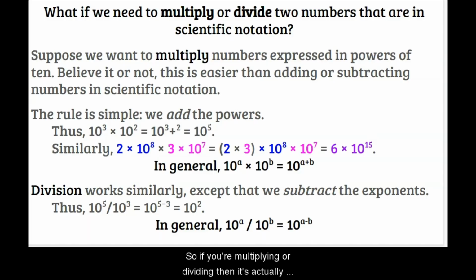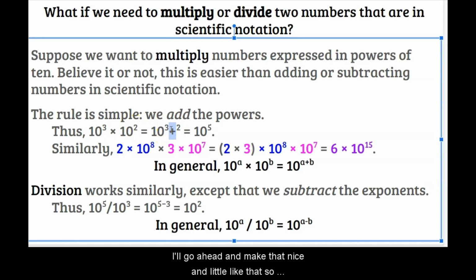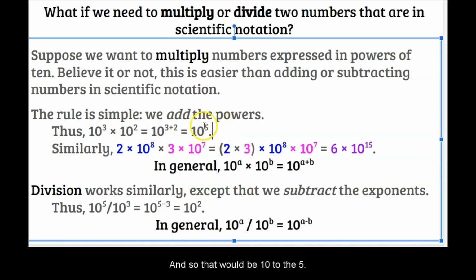So if you're multiplying or dividing, then it's actually easier because you don't have to change them so that they're the same. The rule is very simple. When you're multiplying, you're just adding the powers together. Well, if you're dividing, you're subtracting the powers. So if you have 10 to the 3 times 10 to the 2, you would actually write that as 10 to the 3 plus 2. Let me go ahead and make that nice and little like that, so it looks like that. And so that would be 10 to the 5.